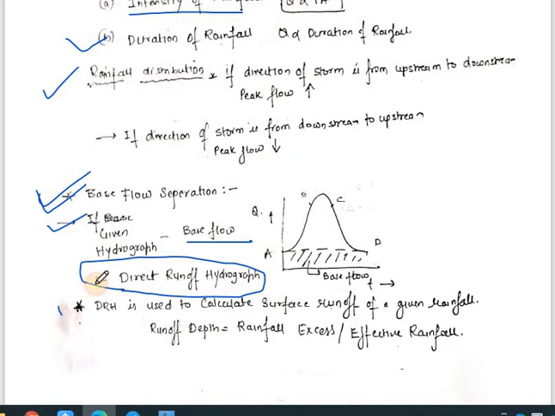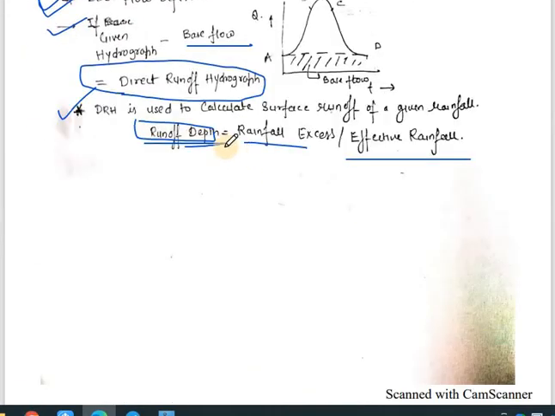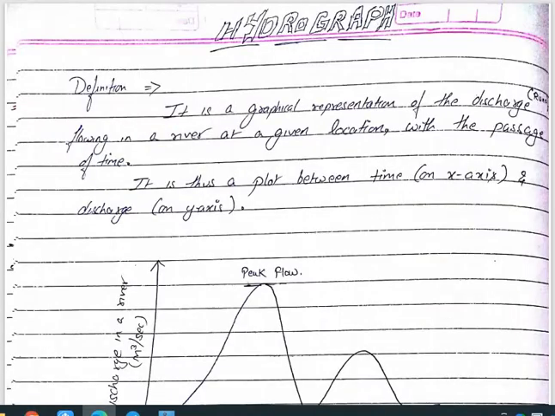So the direct runoff hydrograph is generally the calculated surface runoff of a given rainfall. So runoff depth is generally given by, this is very important, runoff depth. If you want to calculate the runoff depth, it is rainfall excess divided by the effective rainfall, that will give you the runoff depth. After that, this is all related to the theoretical part of your hydrograph. Next we will see the numericals related to your hydrographs. So we'll start with the first numerical of hydrograph.